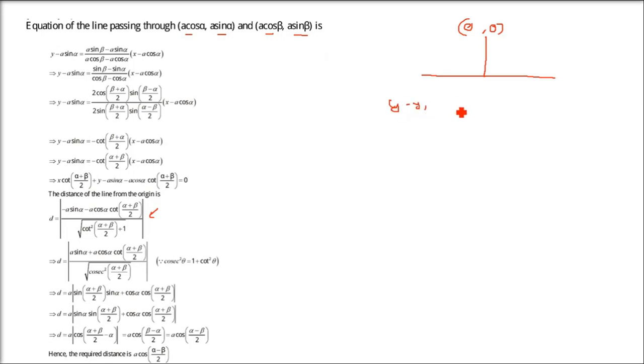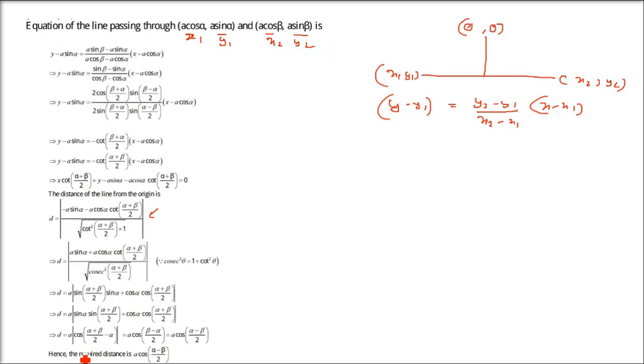So the equation of the line with 2 points, we know that. Let me just re-emphasize it. y minus y1 equals y2 minus y1 by x2 minus x1 into x minus x1. This is our line equation when we have two endpoints x1 y1 and x2 y2. So take this as x1 y1 and this as x2 y2.